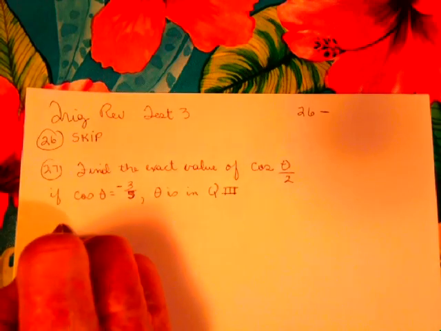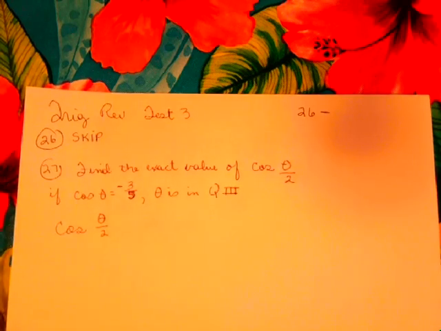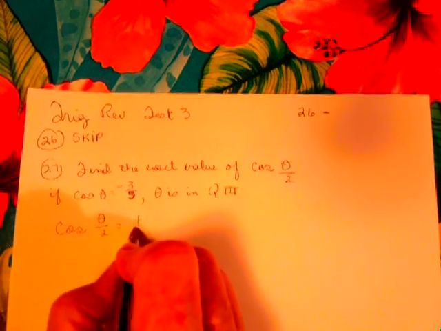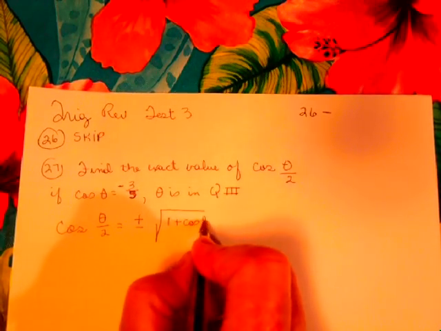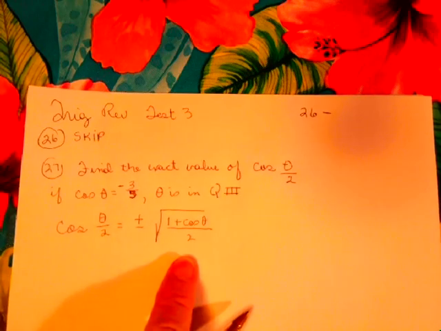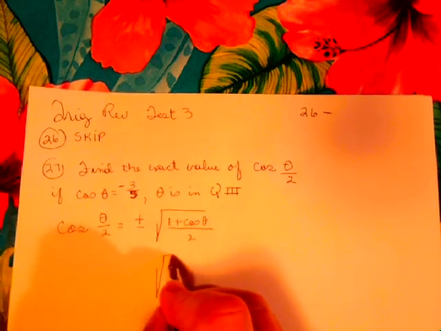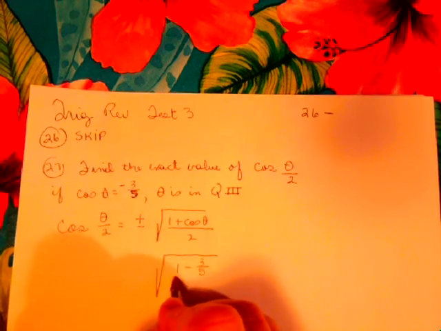Start by writing down your formula for cosine of theta over 2. Cosine of theta over 2 equals plus or minus the square root of 1 plus cosine of theta all over 2. Substitute the information given. They're telling me that the cosine of theta is negative 3/5, so I have the square root of 1 minus 3/5 all over 2.